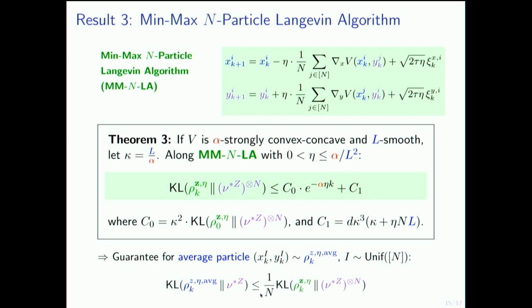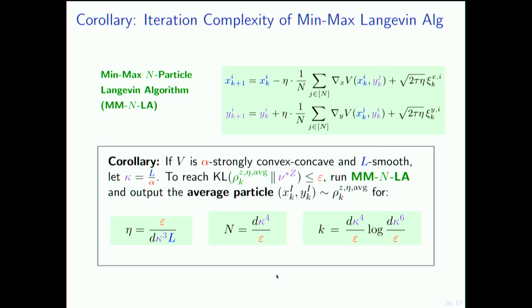So from this, we can extract iteration complexity to say that if we want to reach KL divergence less than epsilon, it's enough to run this finite particle system with step size eta, which scales with epsilon and these problem parameters, and the number of particles scales with 1 over epsilon, and k, the number of iterations, scales with dimension, condition number, and epsilon. And here we have this polynomial dependence on 1 over epsilon because this algorithm is biased.